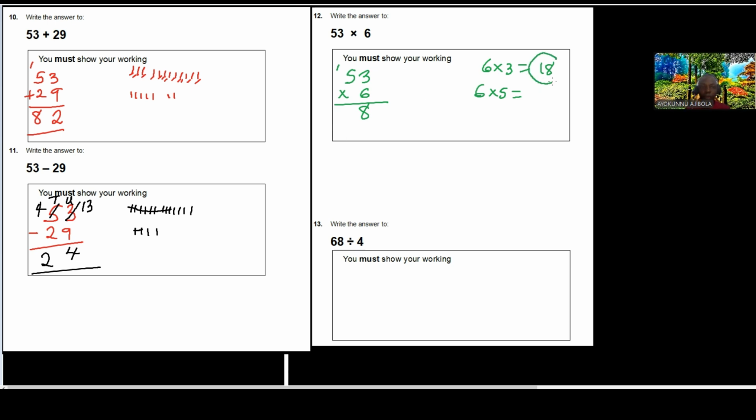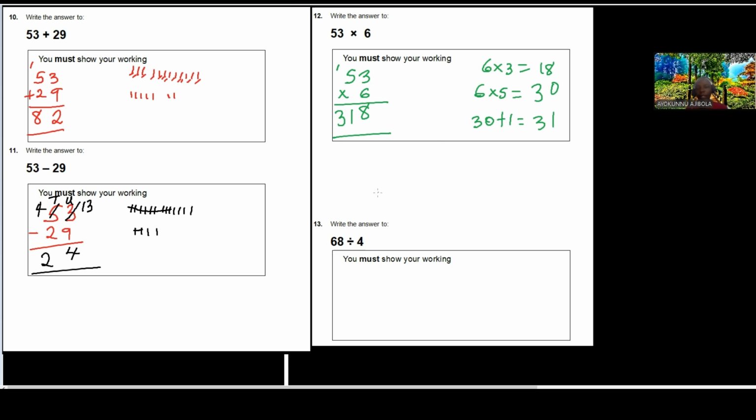So 6 times 3 give me what? 18. Good. Then I wrote 8, I kept 1. Then the next thing is 6 times 5. So 6 times 5 is 6 in 5 places, and that is 30. Plus the 1 that I kept there, so 30 plus 1, that will be 31. So I put 31 here. So that means 53 times 6 is 318. Is that clear?